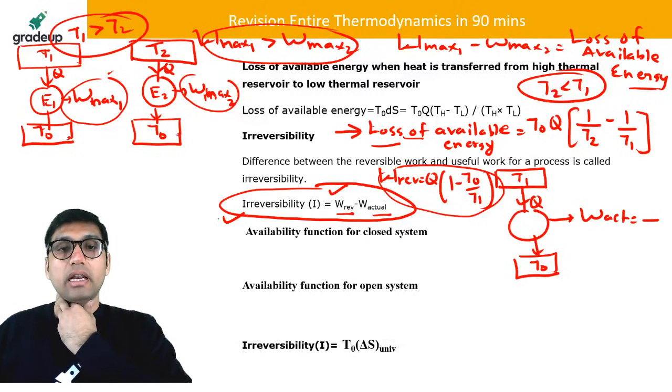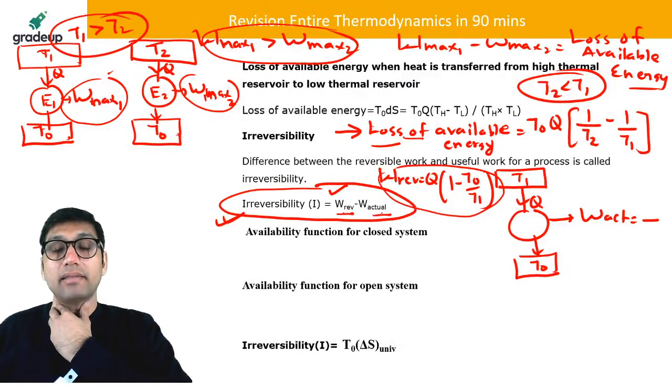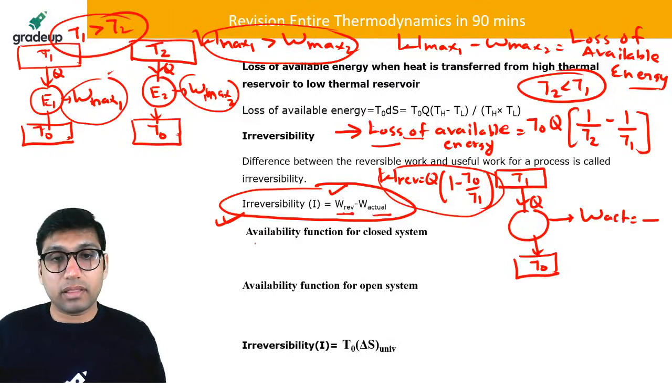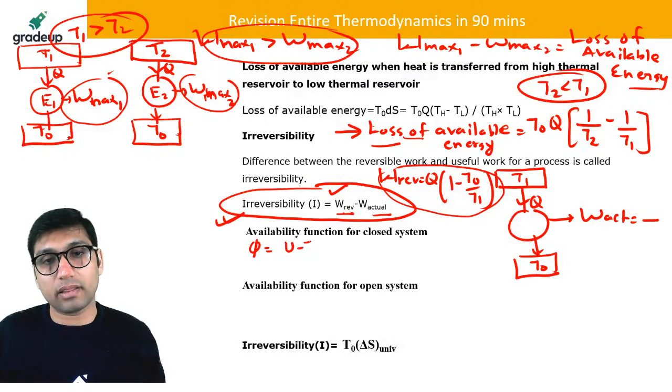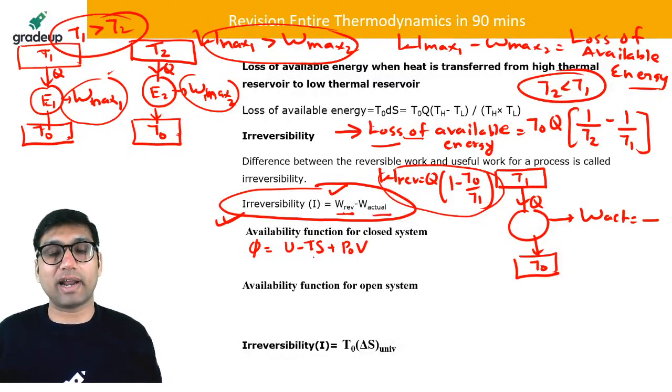So irreversibility is equal to maximum work minus actual work. Now let's see availability function. Availability function for closed system is equal to U minus Ts plus P naught V. This is how you find availability function of closed system.